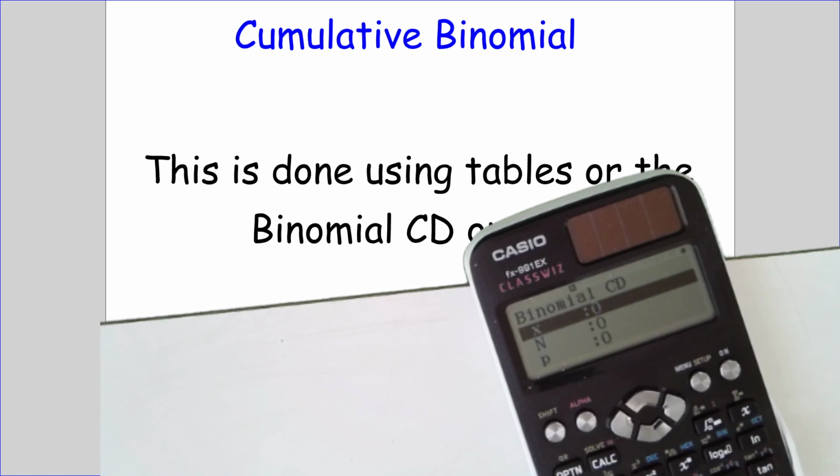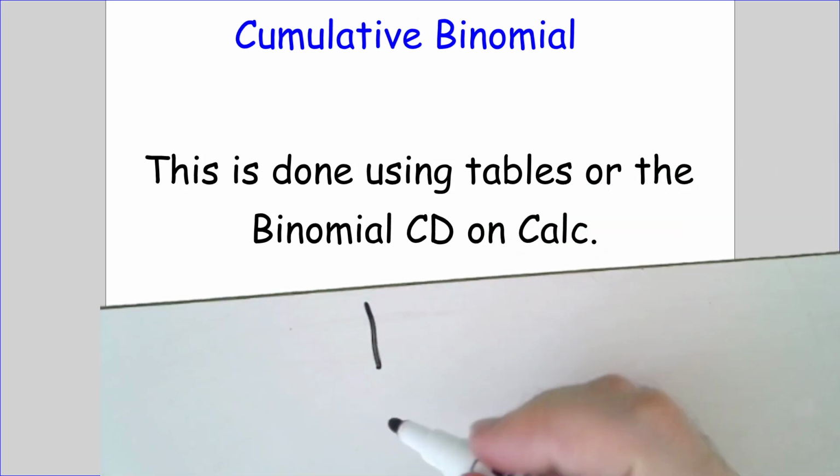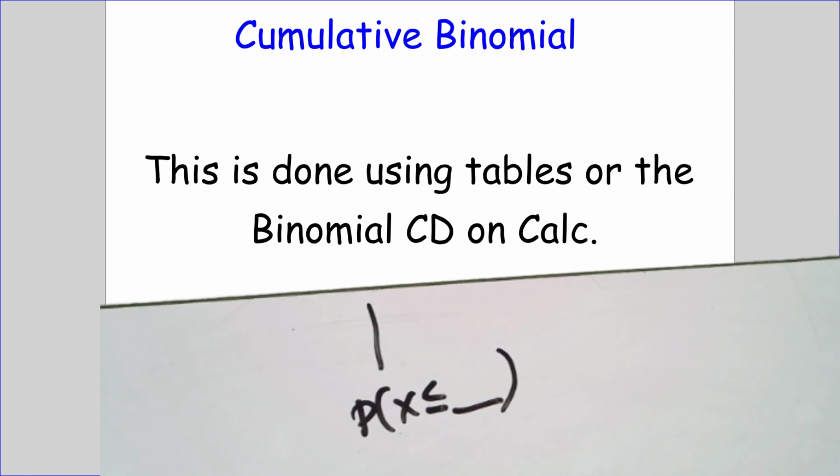So this is cumulative. This is going to do not x equals, but x is less than or equal to. So this binomial CD here is probability x is less than or equal to something, whereas previously we did x equals.